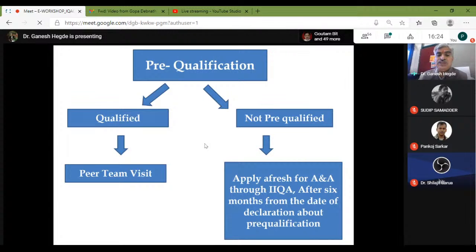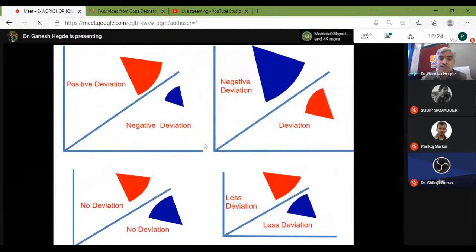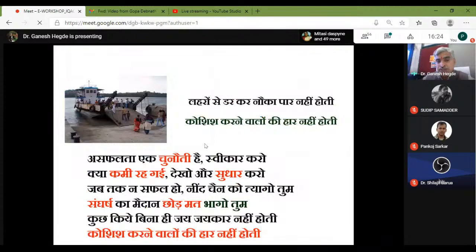Now, at the pre-qualification stage, sometimes institutions are qualified, sometimes they may not be qualified also. They have to come afresh with a new IIQA to the NAC. There is a support help desk there. Lastly, I would like to share with you, there is a positive deviation, a negative deviation, a no deviation and a less deviation, which I already explained to you.